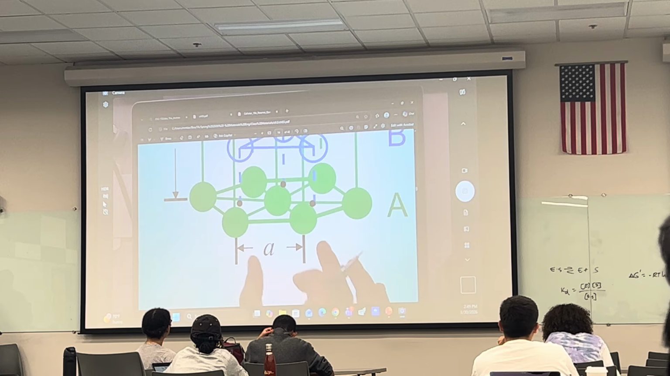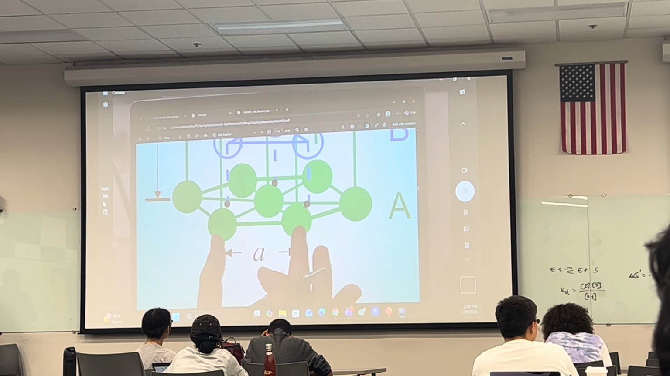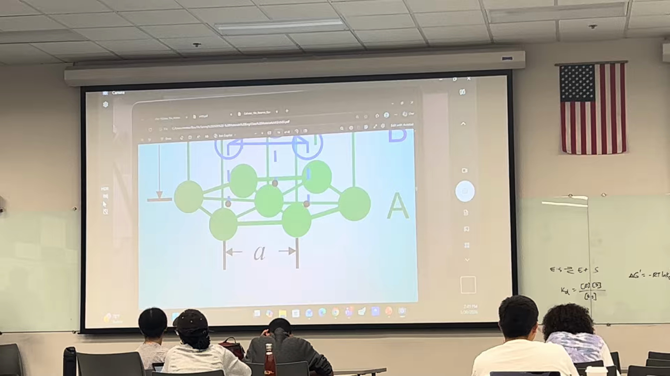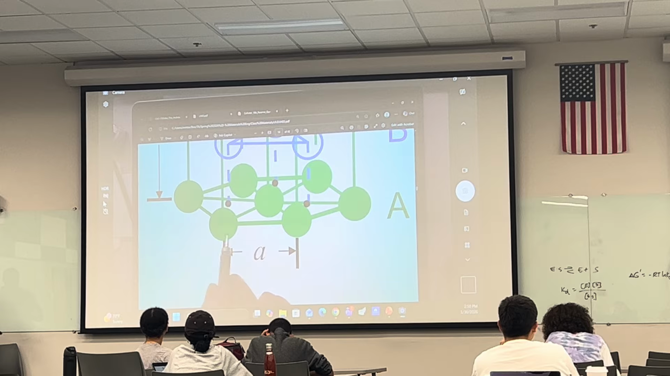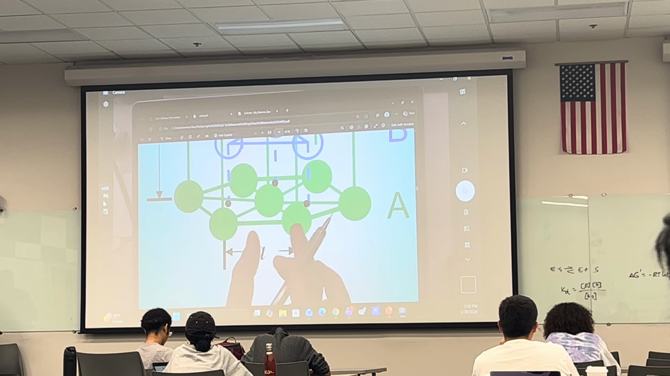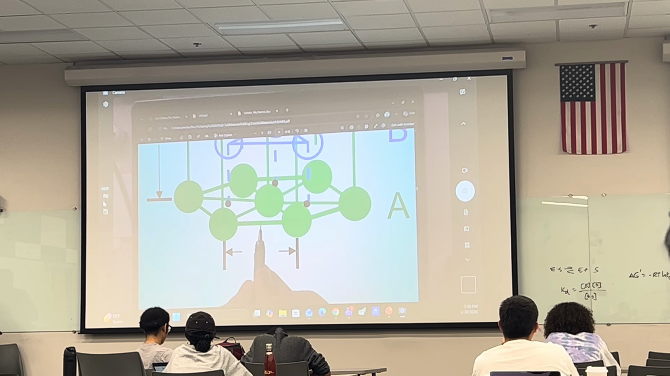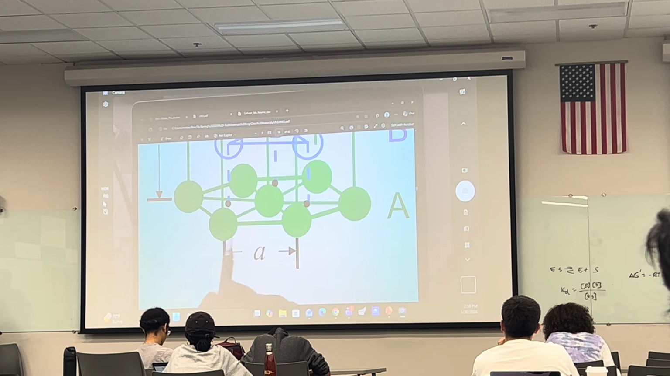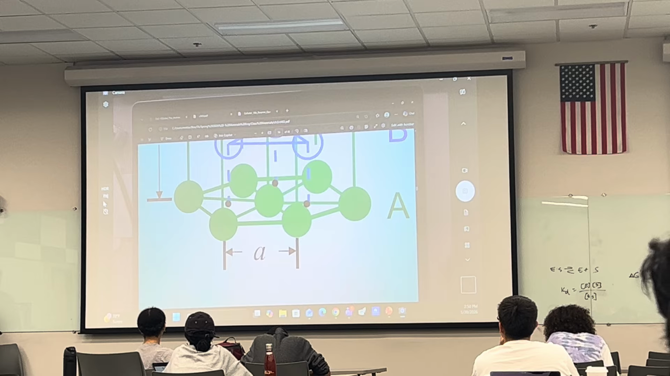If you just consider this part here, in the actual structure, these two atoms are touching each other. Right? So this distance is going to be R, which is equal to half of A, and this is also R, the radius of one atom, which makes half of this distance, A over 2.